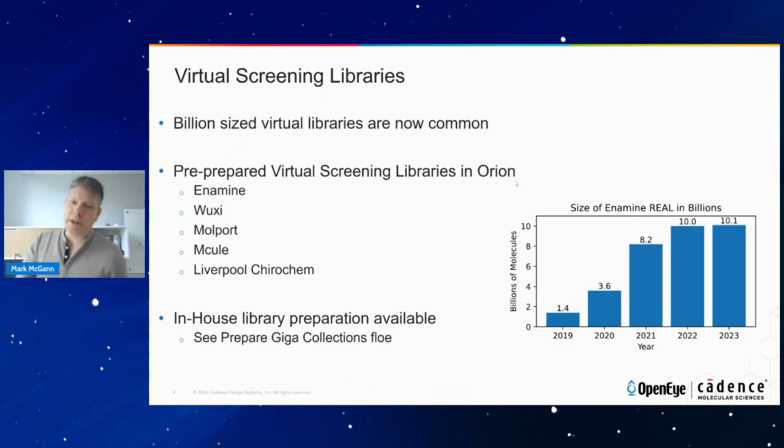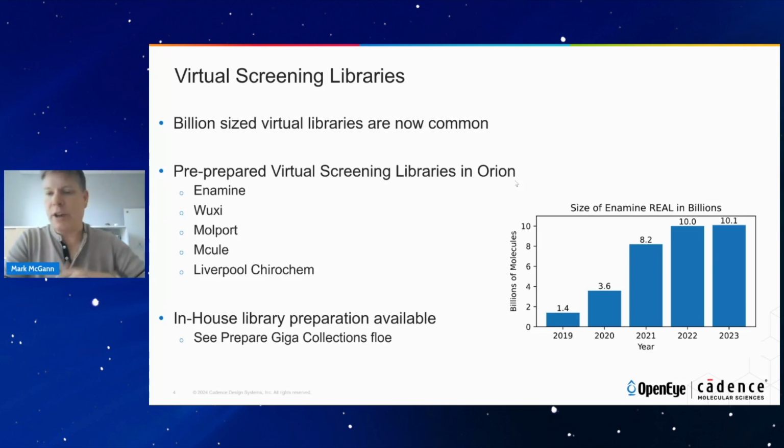And virtual screening libraries are getting larger and larger. When Orion was initially deployed in 2019, the largest vendor libraries were around 1 billion. At that time it was about 1.4 billion molecules. And they have continued to grow. We have many of these kinds of vendor libraries pre-prepared in Orion for any users of Orion. It makes it very easy to screen these libraries with the programs that I'm going to show you. You can also prepare your own in-house libraries.